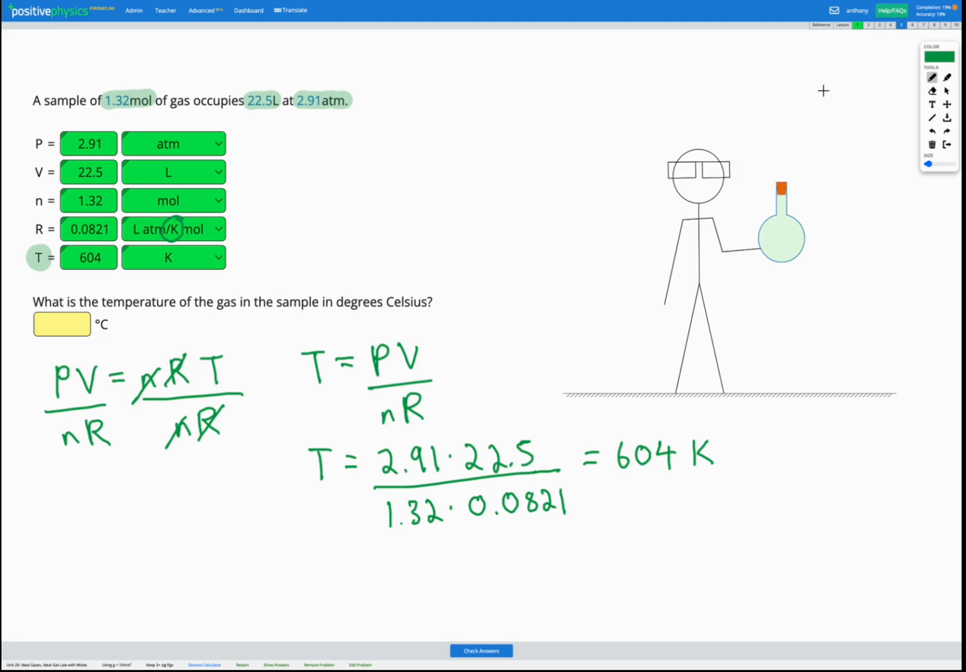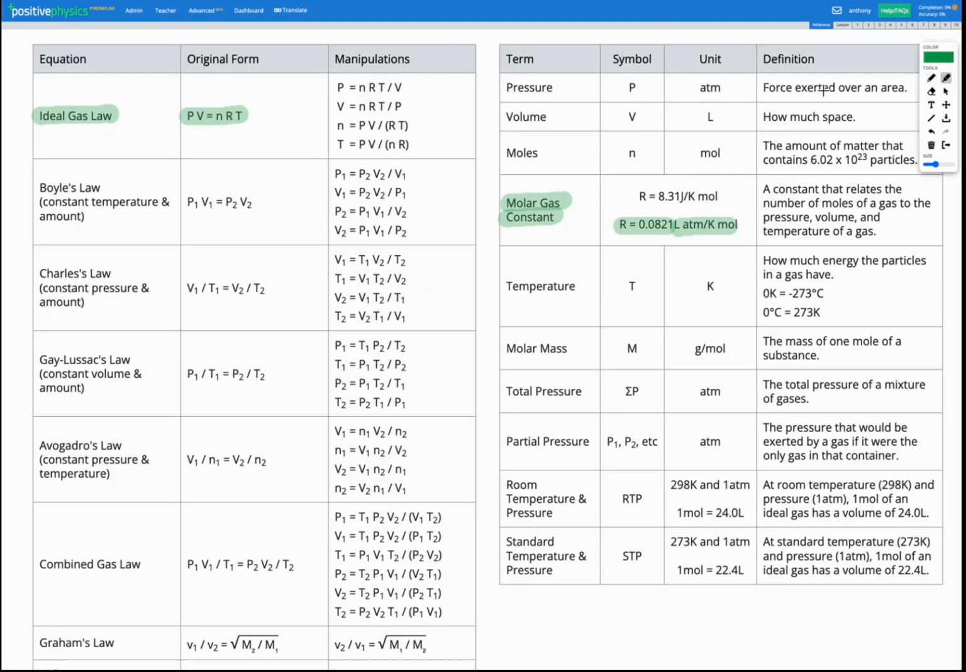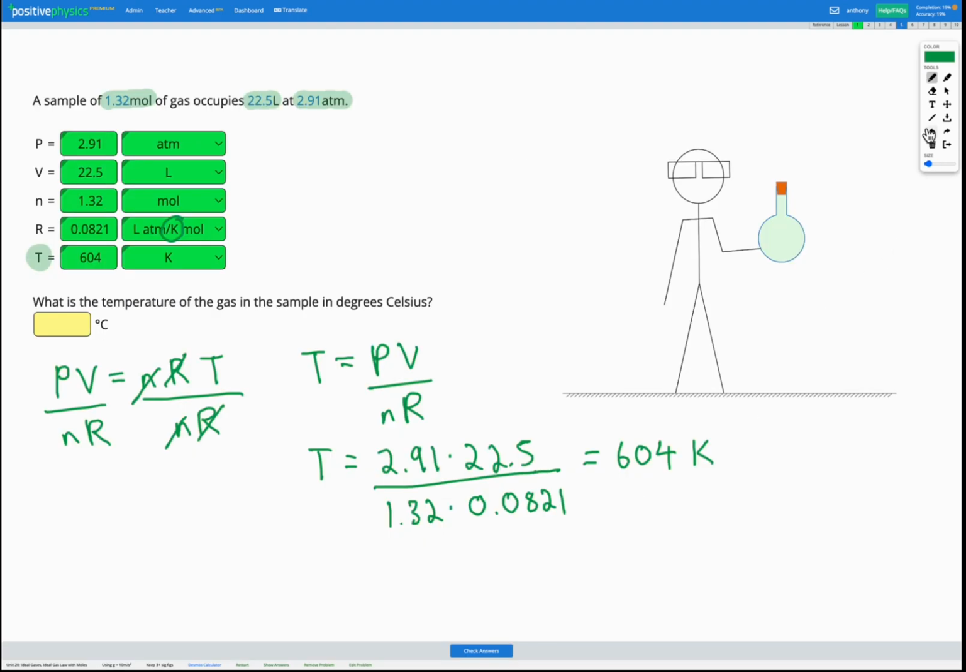Now the final answer asks for the temperature in degrees C. We've calculated 604 Kelvin, so we're going to have to convert that to degrees C now. So we can either just remember the conversion or we can look again in the equation sheet. And we've got the temperature conversions written here. So to get from Kelvin into degrees C, we're going to be subtracting 273. So we've got 604 Kelvin. We're going to subtract 273. And that's going to get us a temperature of 331 degrees C. So let's check that in our answer box here.